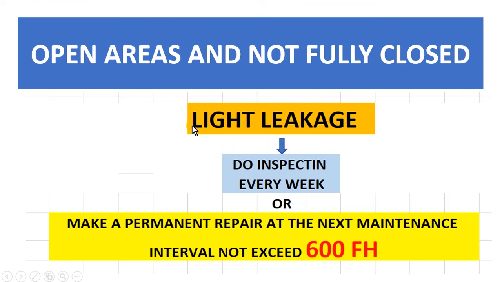If the leakage is light leakage, you do an inspection every week, every 7 calendar days, or make a permanent repair at the next maintenance interval, not to exceed 600 flight hours. But I think 600 flight hours is less than the A check. So plan your procedure.